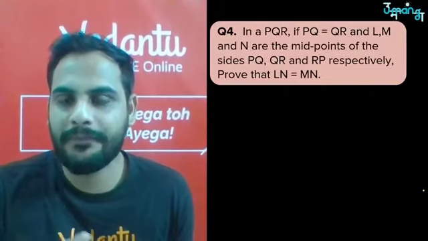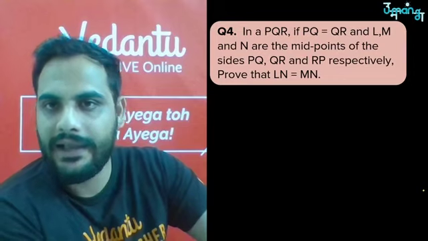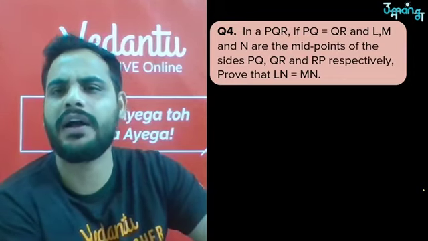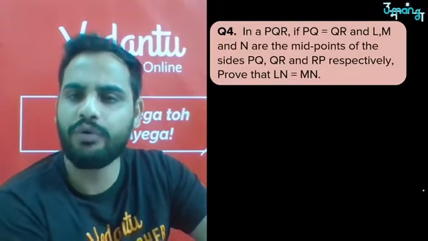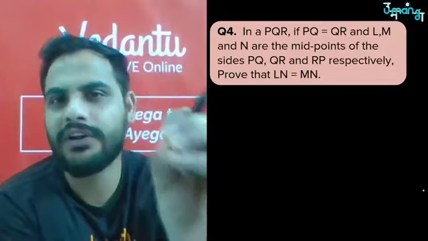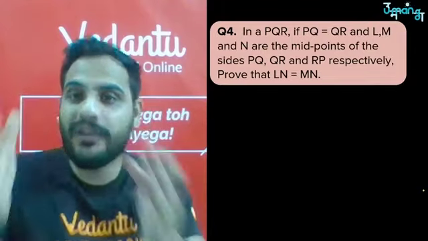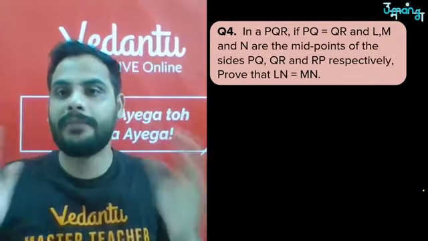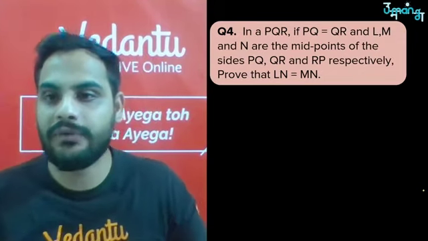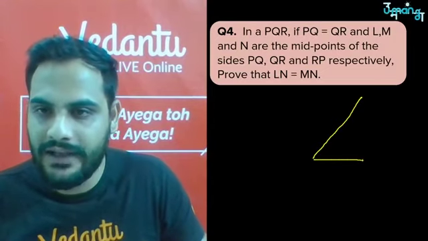Next part is this. In a triangle PQR, if PQ is equal to QR and L, M and N are midpoints of the sides PQ, QR, RP respectively, prove that LN is equal to MN. Now look, first thing you will notice that the diagram is not given. So in a triangle, in a question which is this specific and this big, always draw the diagram. Diagram is going to help you a lot. So I will always draw a diagram. Okay? Rough diagram. See, I am also drawing a rough diagram.